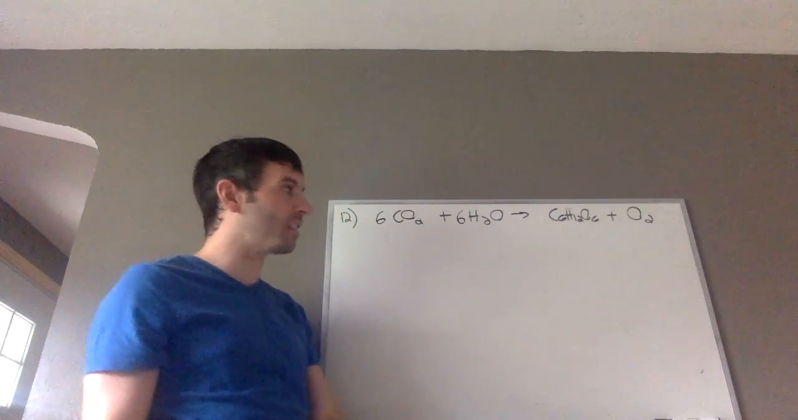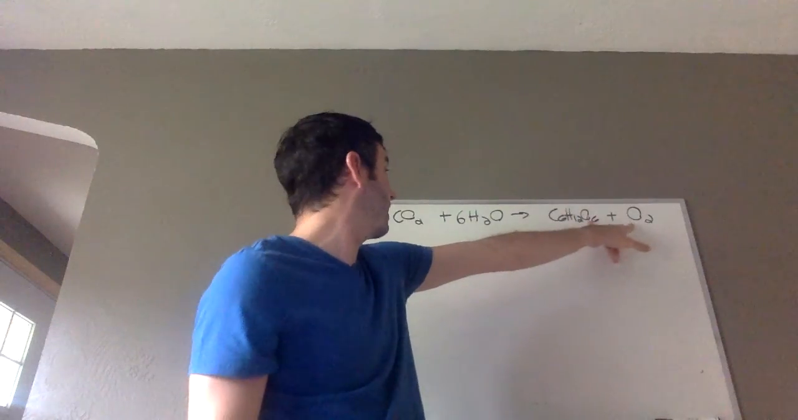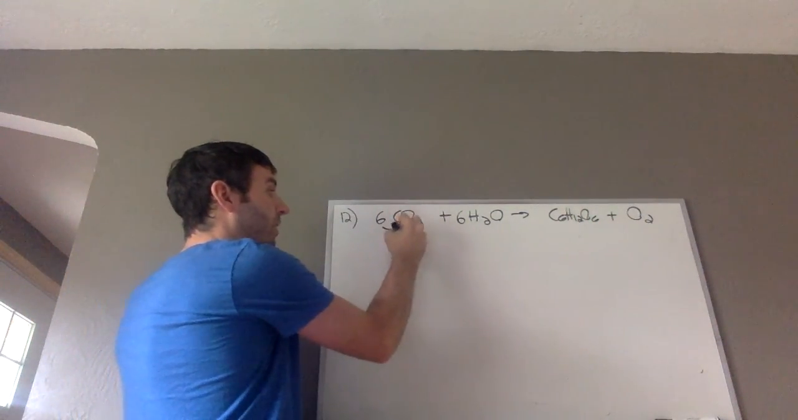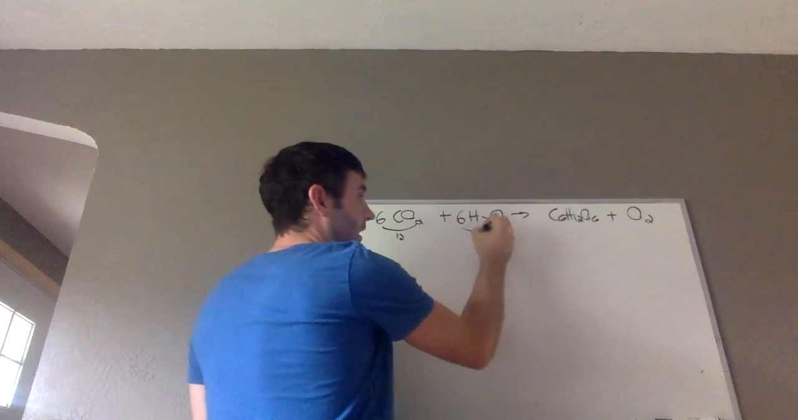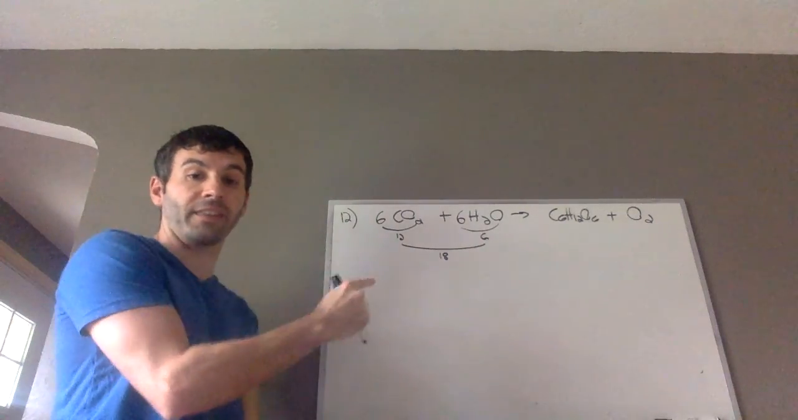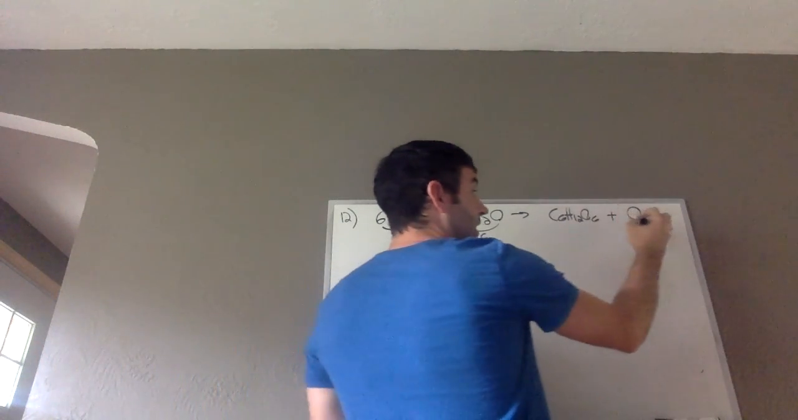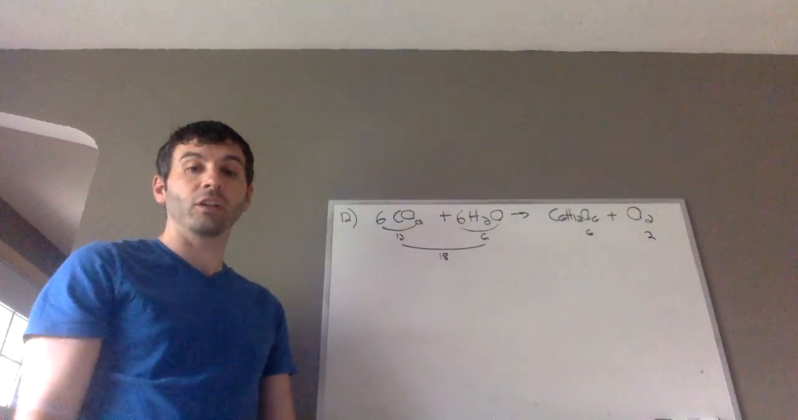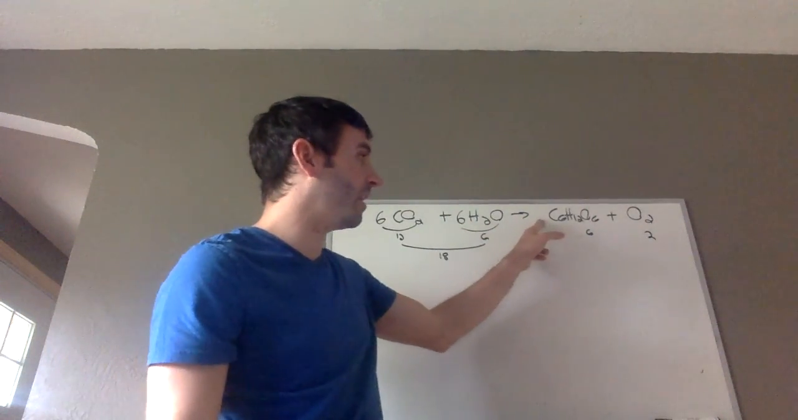Okay, now oxygen's the tougher one here because you have to pay attention because it's in multiple spots. So if I look over here, I have 12 oxygens here, and I have 6 here. So I have a total of 18 oxygens on this side. Over here, I have 2 here and 6 here. So I could either add a coefficient here or here.